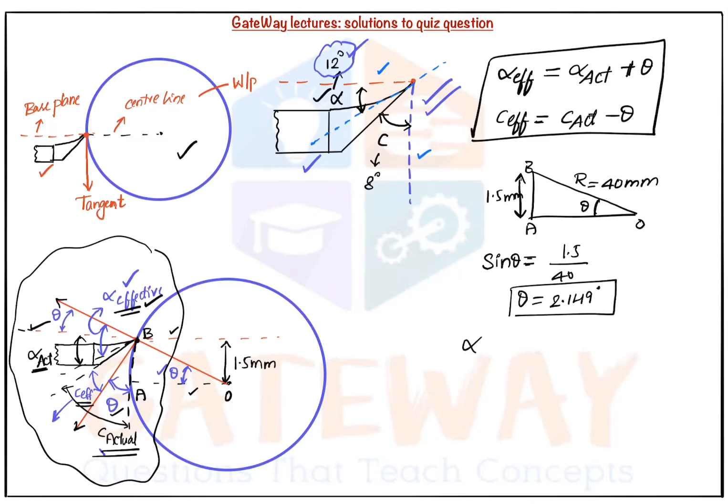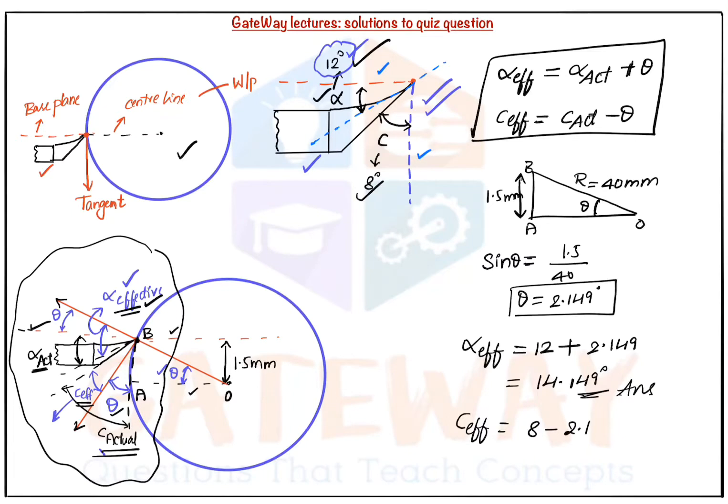So theta was known. Now we can calculate alpha effective easily. Alpha effective is nothing but alpha actual plus theta. Alpha actual was given as 12 degrees plus theta, 2.149. Then we will get the answer as 14.149 degrees. This is our answer for alpha effective. And the clearance effective, C effective, is C actual minus theta. C actual was given as 8 degrees. So 8 minus 2.149 will give 5.851 degrees. And this is our answer for C effective.